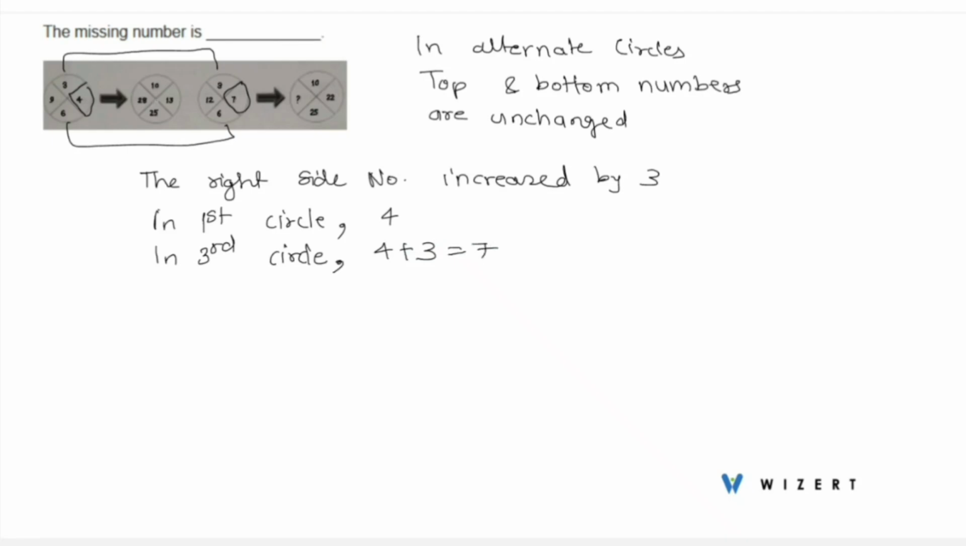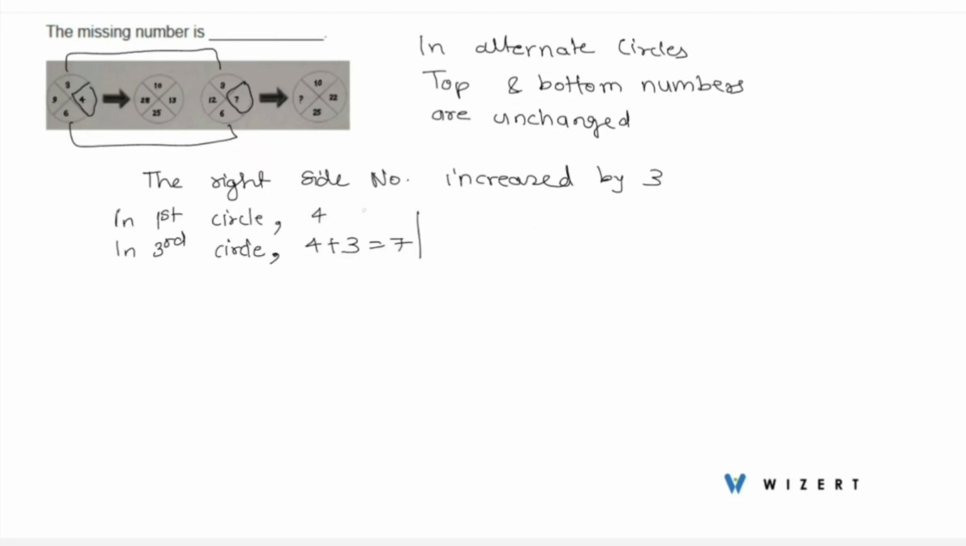If we observe the second and fourth, similarly in second circle right number is 13, and in fourth circle the right number is 13 plus 9. So in first and third circle the number is changing by 3, and in second and fourth circle the number is changing by 9.